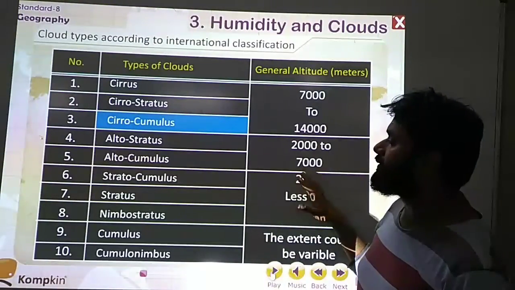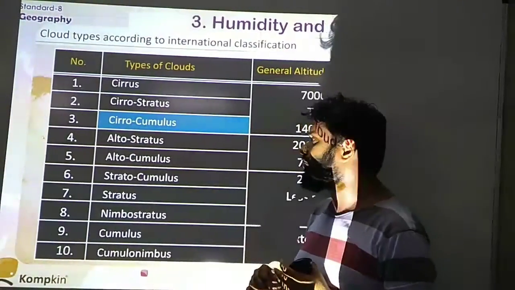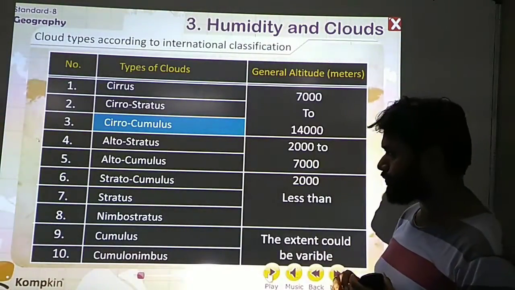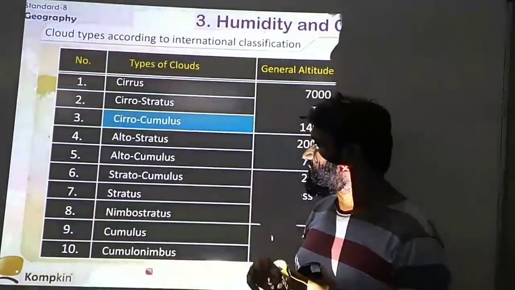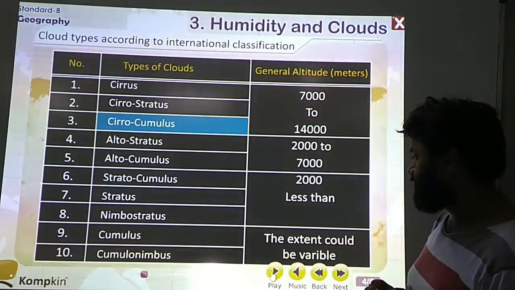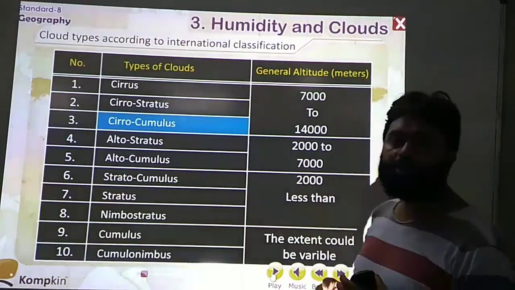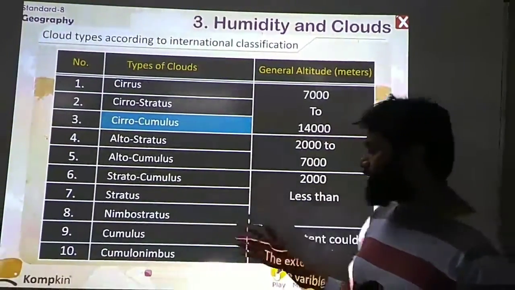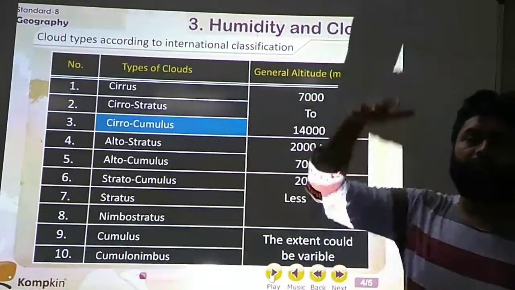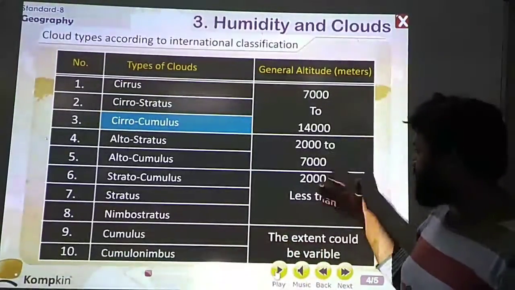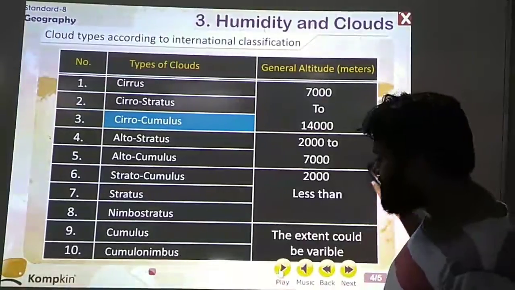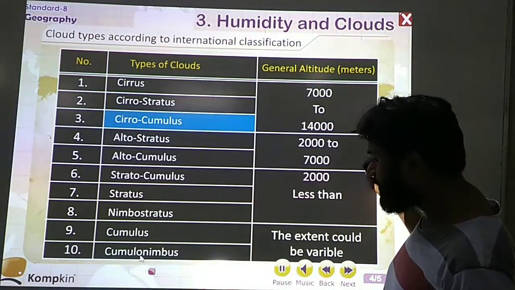When we come to the middle class, it is altostratus and altocumulus. The height reaches from 2,000 to 7,000 meters. Then after that, stratocumulus, stratus, and nimbostratus are the lower level clouds. And the cumulus and cumulonimbus clouds, the height varies. It reaches from one place to another, across all these levels. Let's talk about each and every one individually.